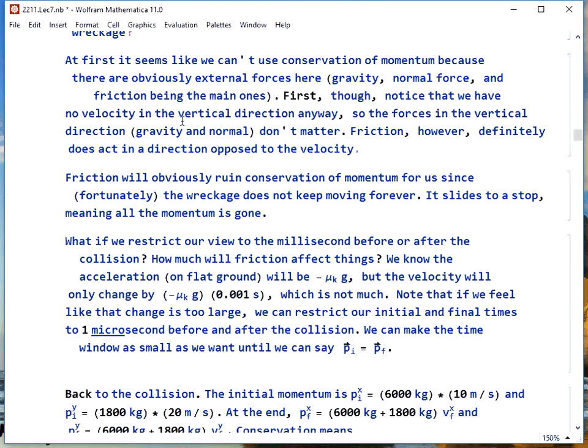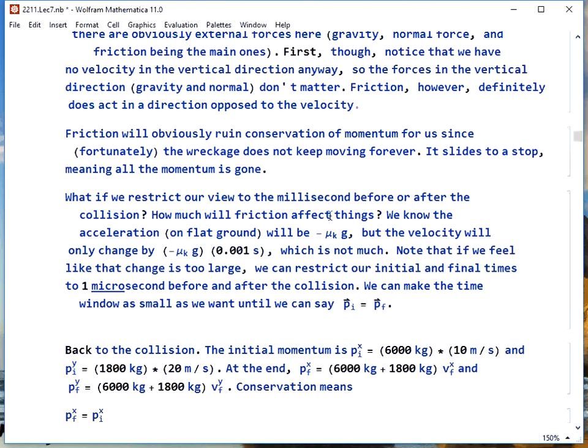And the first thought here is we can't use conservation of momentum because we've got external forces like gravity, normal force, and friction that are involved. We don't have any velocity in the vertical direction anyway, so the vertical direction forces don't make any difference. Gravity and normal force are not important. Friction, however, does act in a direction opposed to the velocity. The friction is going to ruin conservation of momentum for us because the wreckage doesn't keep moving forever. It does slide to a stop.